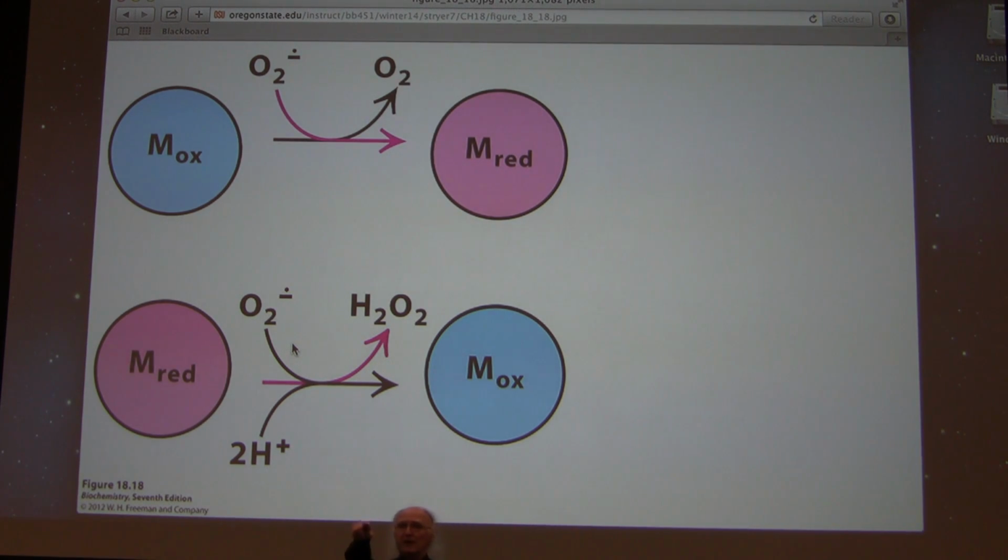I saw a hand back here. Question? What effect does superoxide have on what? On the body. Well, on anything, superoxide is extraordinarily reactive.